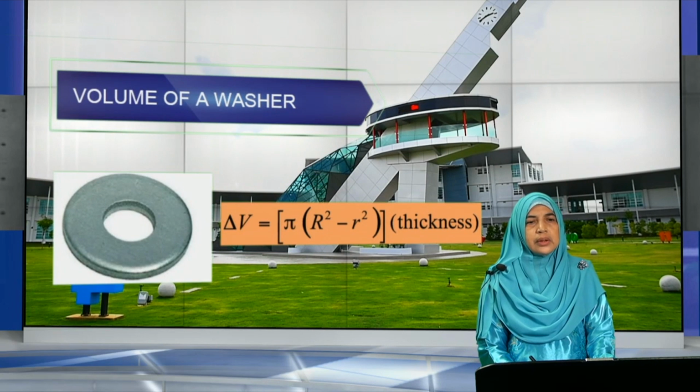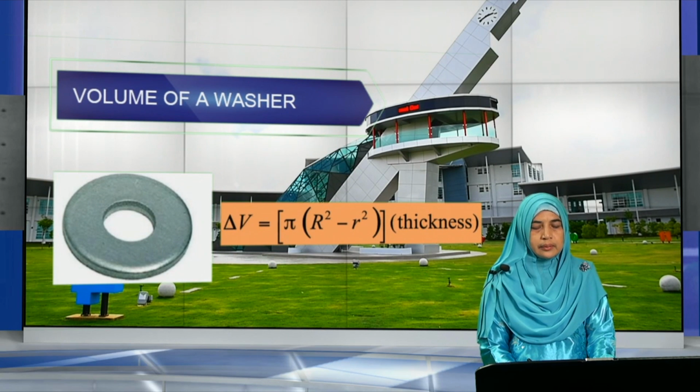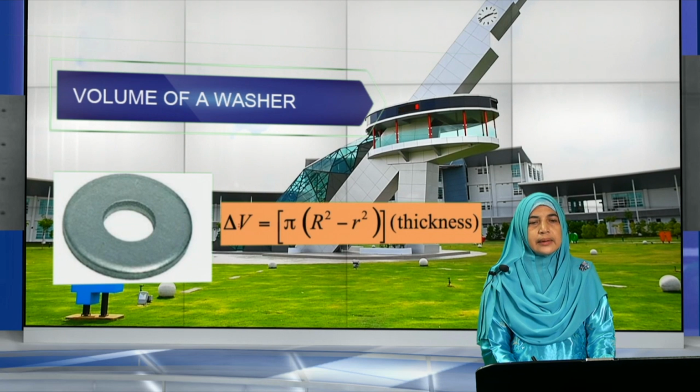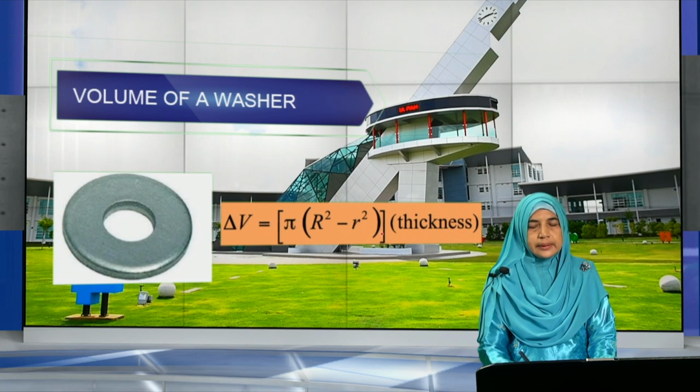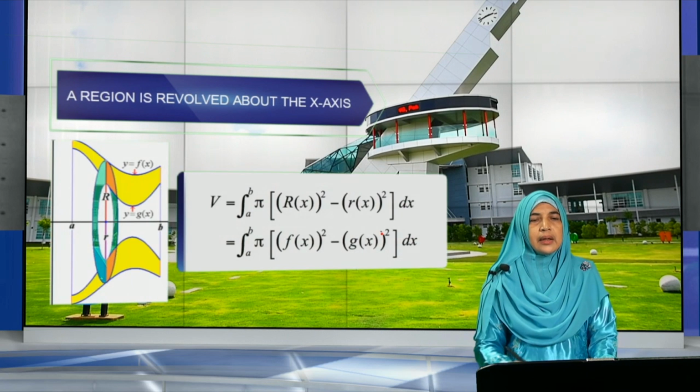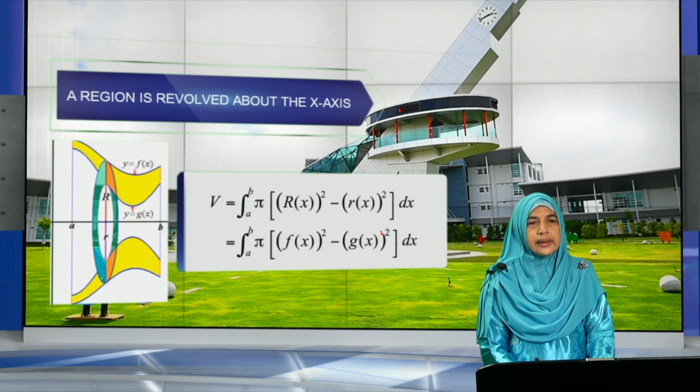So now the volume of a washer, let's say this is a washer here. We have washer here, then this is the hole here. So a volume of washer, let me put delta here. Delta V is equivalent to pi, the outer radius squared minus the inner radius squared, and we will multiply that by the thickness.